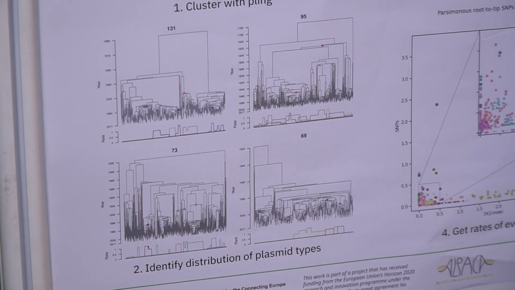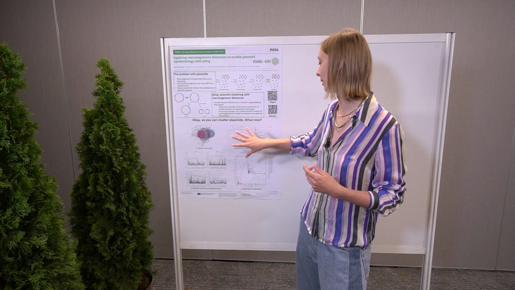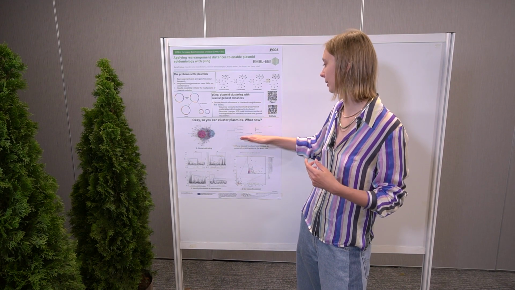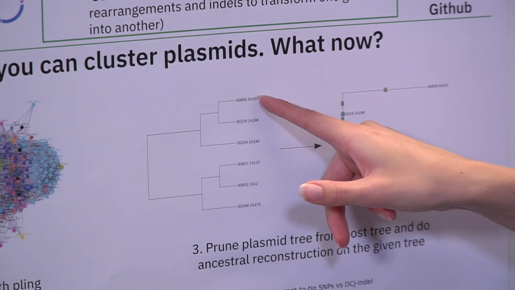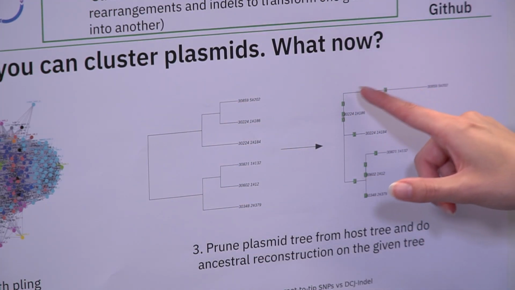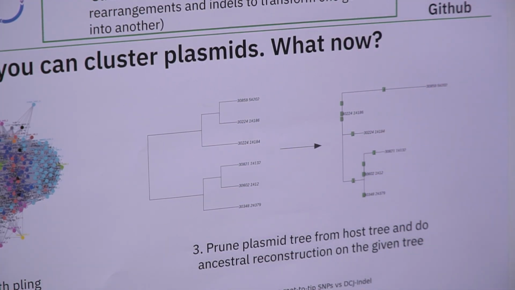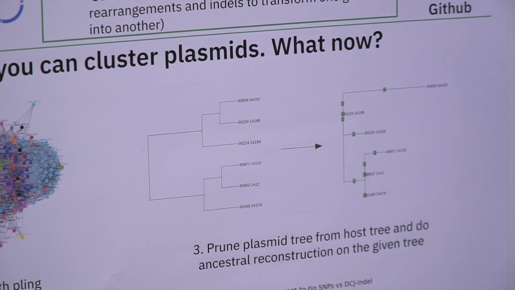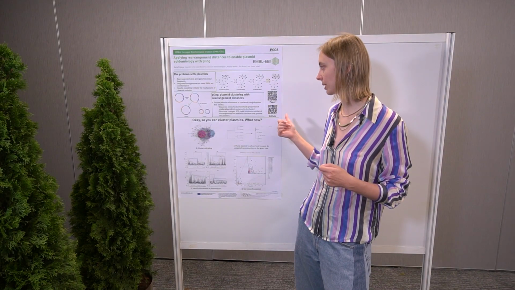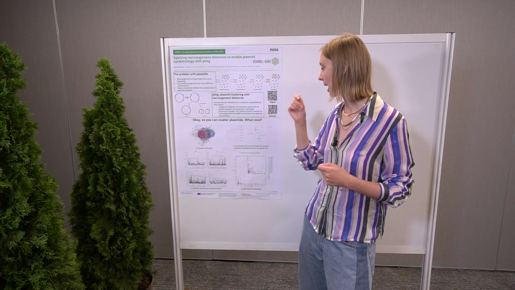So the overall tree structure is the same for both the plasmid and its host. And we know the host tree structure, it's given. We've inferred it using SNPs. And so what we can do then is basically prune the tips with the plasmid out of the overall tree. So we know the general structure of it, but we don't know the lengths of the branches. And in order to get that, we can do ancestral reconstruction. And we do this ancestral reconstruction with SNPs, and we do it with these DCJ indel distances.